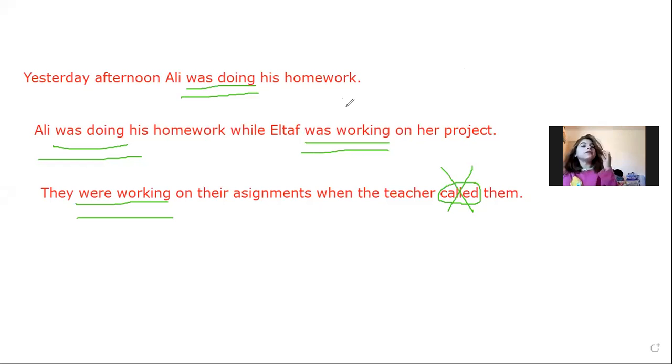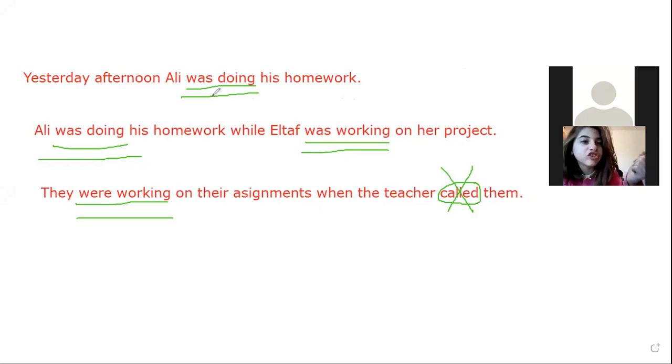Ali Fawaz, what do you notice in the first sentence? We said Ali was doing. How did we form the verb in the past progressive? What did we use to form the verb in the past progressive? We used was and doing. First we used was. We use was since Ali is singular, okay?